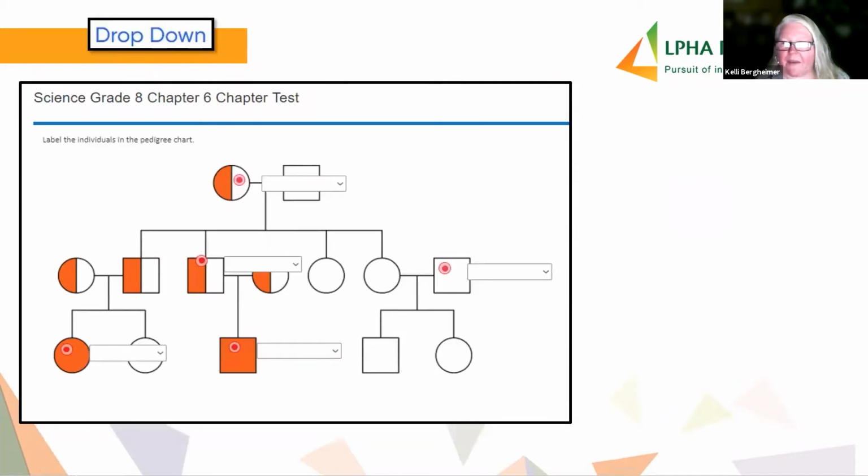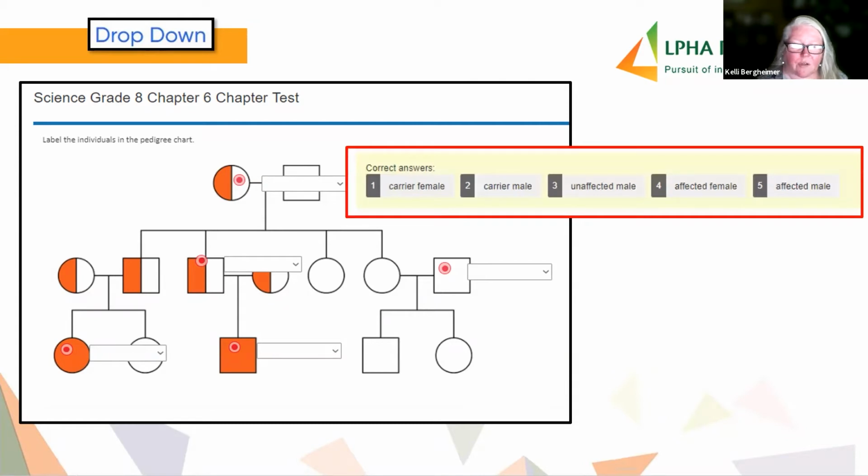This is one of my favorites, but this is an example of drop down from our grade 8 science course. For those of you who teach science, you'll recognize this is a pedigree chart. And so you'll see whether the circles are female, the squares are male, and then whether or not one of these is a carrier or affected status. So I'll click here so you can see what the answer looks like.